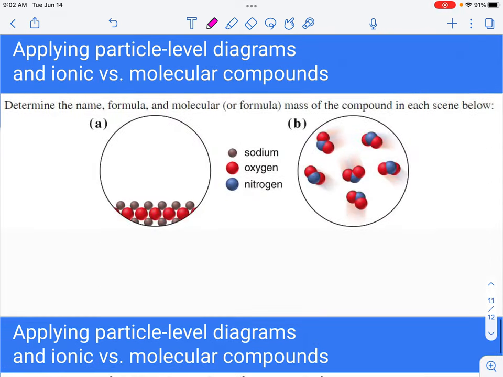All right, so let's look at a couple practice examples of particle level diagrams and ionic and molecular compounds and see what we can come up with. We're going to determine the name, the formula, and the molecular or formula mass of the compound in each of these scenes. So I look at this first picture and see that I have oxygen and sodium. And it appears that for every oxygen, there are 2 sodiums.